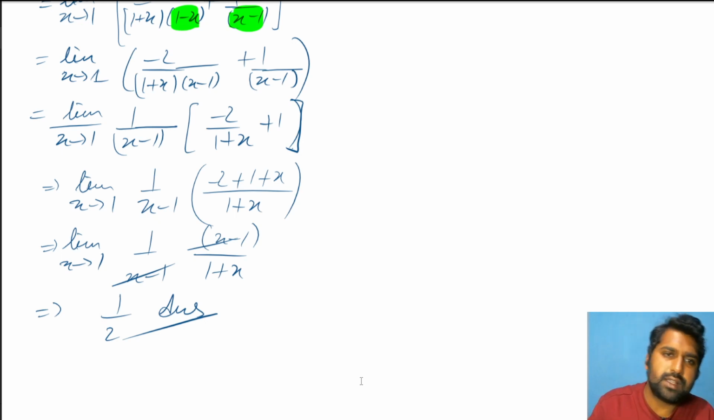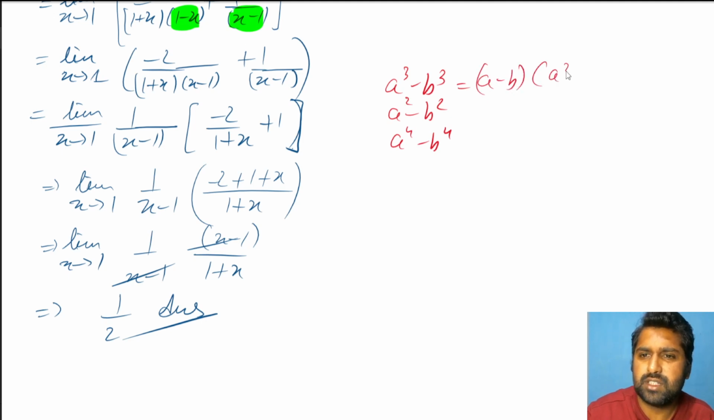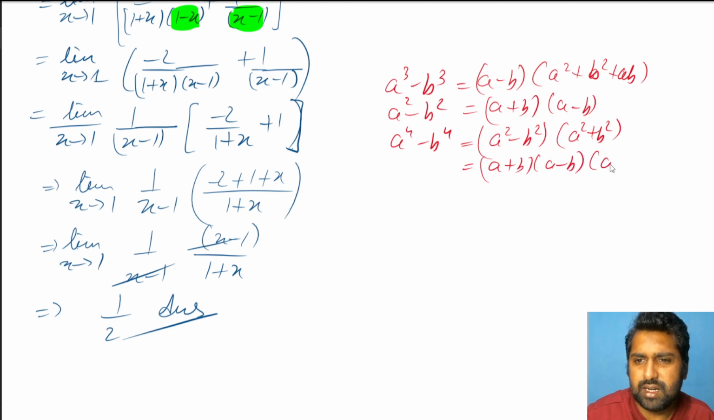Okay, I'll tell you which identities are more overly used. The identities used are a cube minus b cube, a square minus b square, a raised to power 4 minus b raised to power 4. So this one, I already told you, a minus b, a square plus b square plus ab. That one everyone knows, a plus b, a minus b. This one can be done in 2 parts, so a square square minus b square square, because a square minus b square into a square plus b square, which can further be solved as a plus b, a minus b, and a square plus b square.